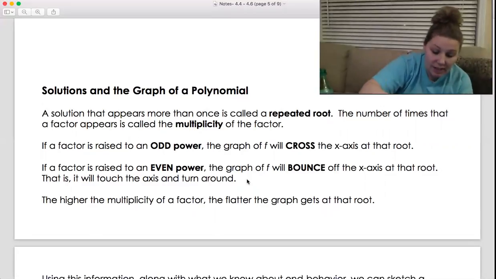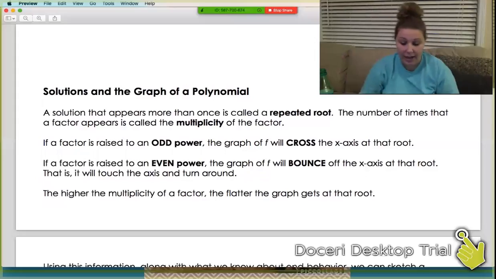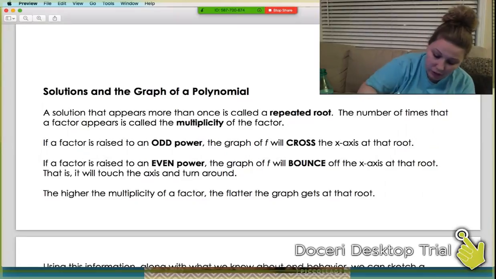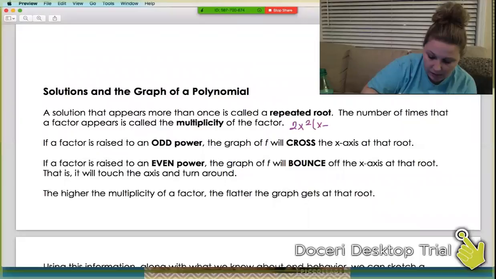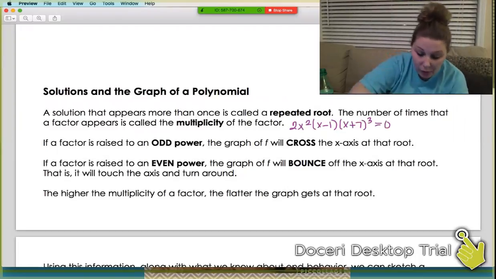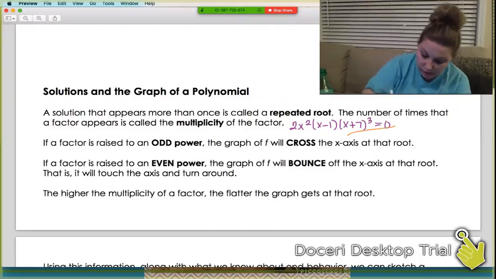So let's say that I have a polynomial equation that's factored to, say, 2x squared times x minus 1 times x plus 7 to the third equals 0, okay? We would set all 3 of those factors equal to 0. And when we do that, I would get multiple solutions.